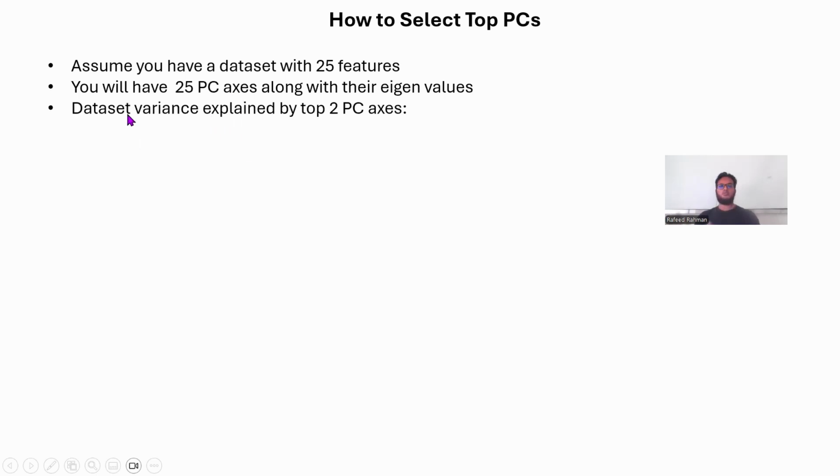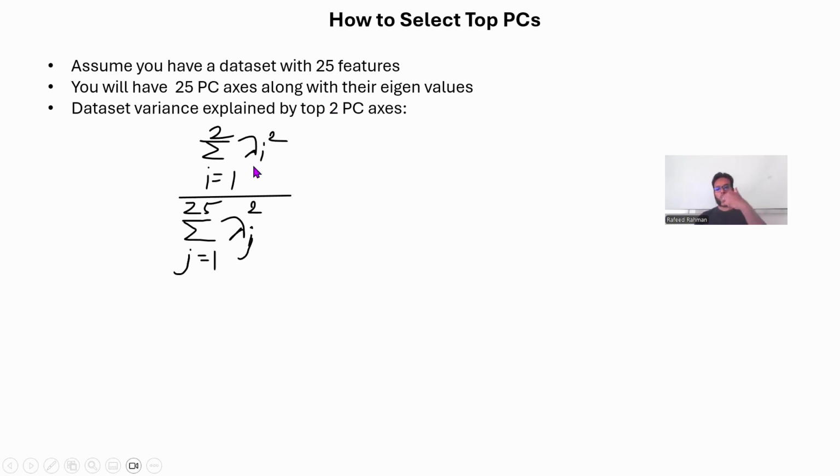And what you actually care about is how many principal component axes you need so that most of the variance in your dataset remains well explained, right? So we need a formula to see the dataset variance explained by the top n PC axes, or for this example, let's say we are taking the top 2 PC axes. You can get this through this formula. Obviously for PC1 and PC2, you know the lambda1 and lambda2, which are the eigenvalues. Your eigen decomposition will give you those. Now you can square those and add them, lambda1 squared plus lambda2 squared, and you can add all the 25 lambda squares, right?